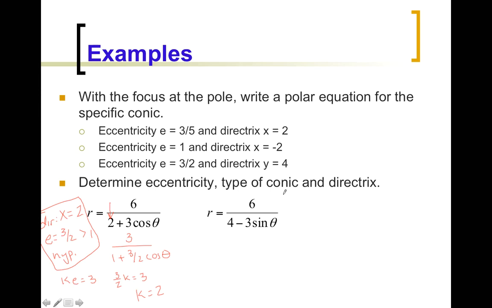And the second one is exactly the same way. So this I'm going to divide by 4. So 6 over 4 is actually 3 over 2, over 1 minus 3/4 sine theta. So e is equal to 3/4, which is less than 1, which means it's an ellipse.